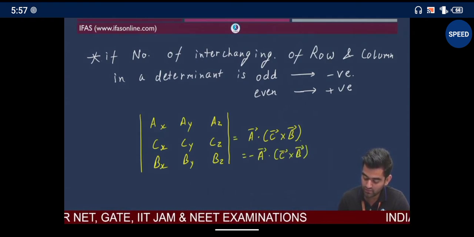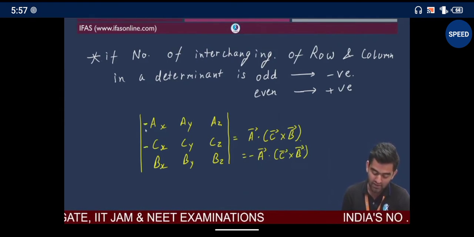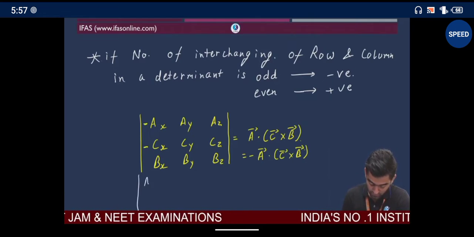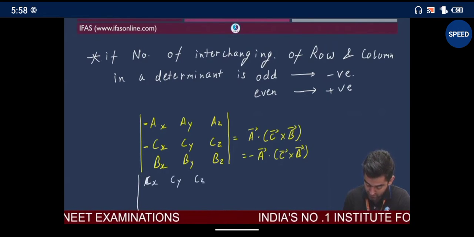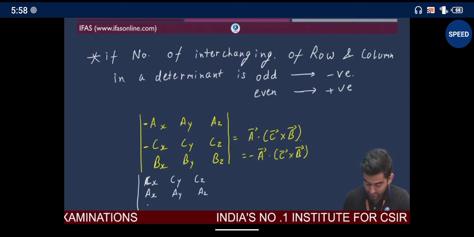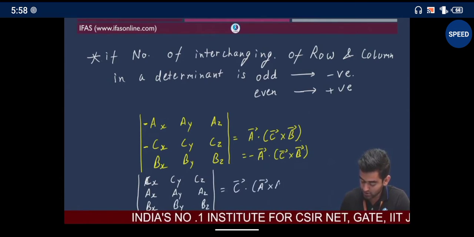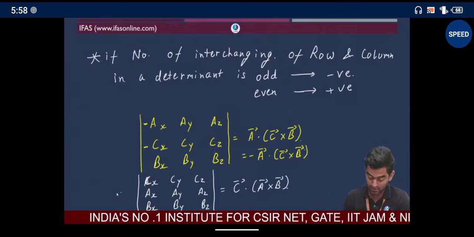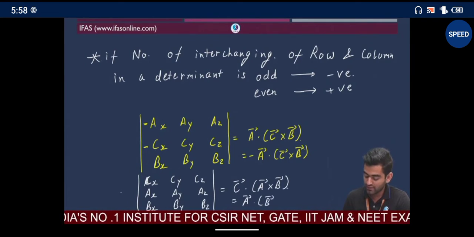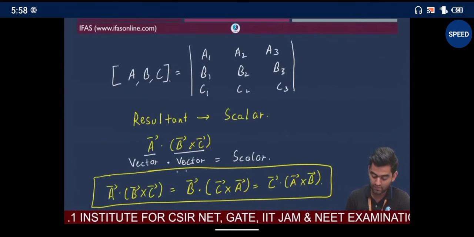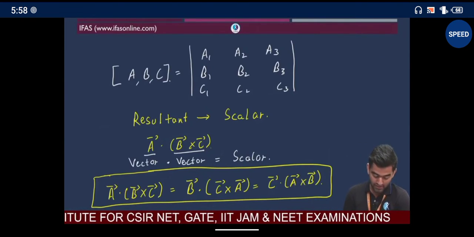If I would have changed it twice, that means I have changed the C with this as well, then it would have been represented by Cx, Cy, Cz, Ax, Ay, Az, and Bx, By, Bz, which is equal to C vector dot A vector cross B vector. So I have taken that transformation twice here, and it will be simply equal to A vector dot B vector cross C, which I have stated here as well. So that's how it can be represented.